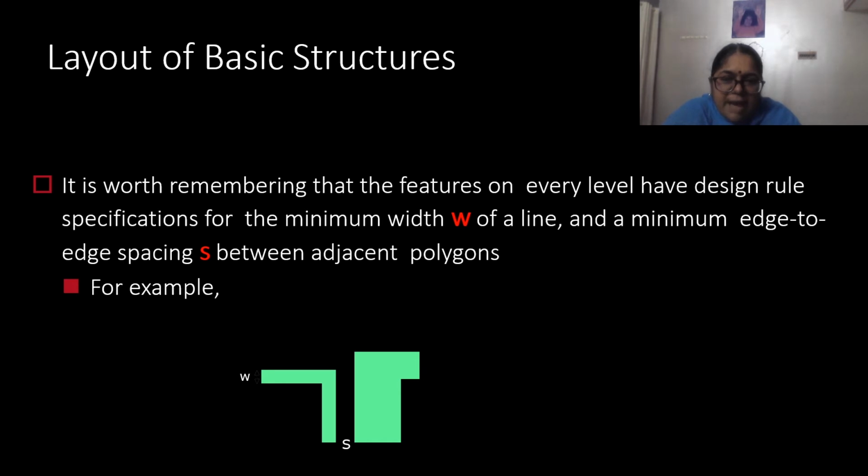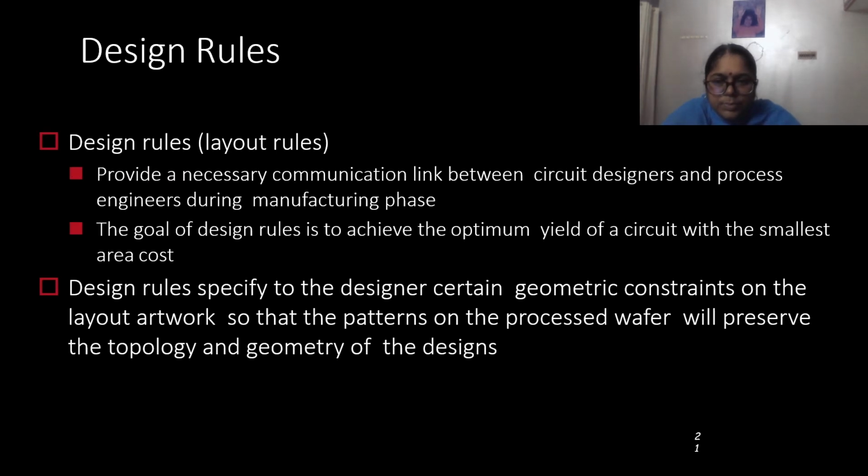Features on every level have design rule specifications for minimum width W of a line and minimum edge to edge spacing S between adjacent polygons. You can see from the figure that every layer has a particular width which needs to be followed, the minimum width. Similarly, spacing between any two layers is also specified in the design rules. The design rules provide the necessary communication link between the circuit designers and the process engineers during the manufacturing phase. The goal of the design rules is to achieve optimum yield of a circuit with smallest area cost.